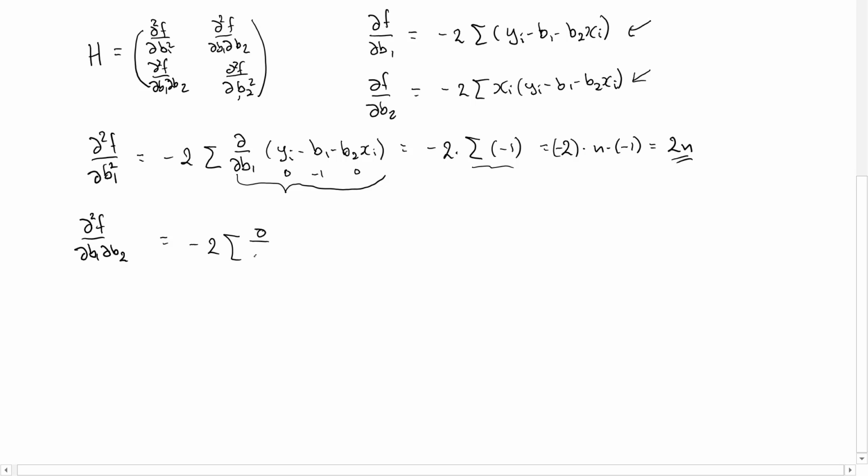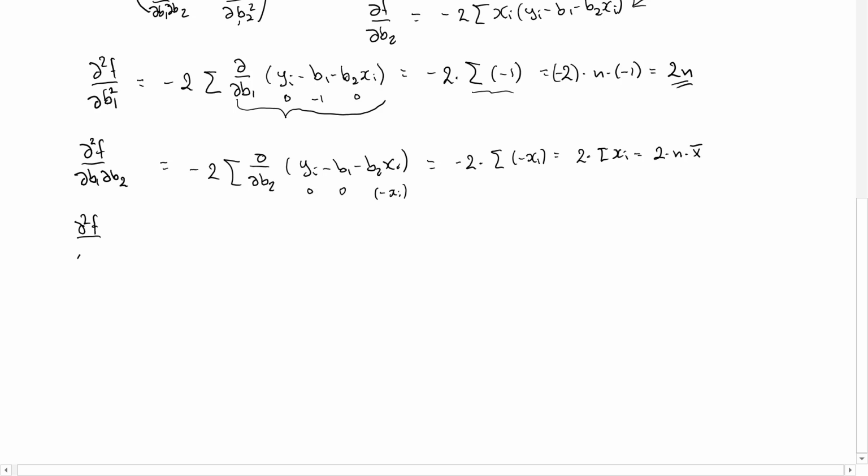So it's -2 summation d/db2 of yi minus b1 minus b2 xi. I get 0 from this, 0 from this. I get minus xi from this. So it's -2 times summation minus xi, or 2 times summation xi, and that's the same thing as 2 times n times x bar.